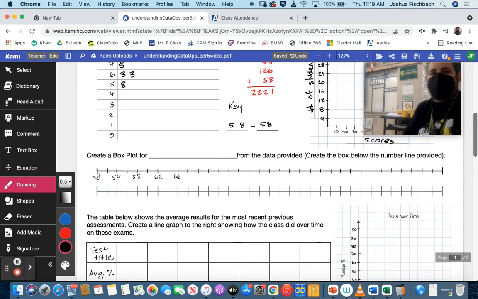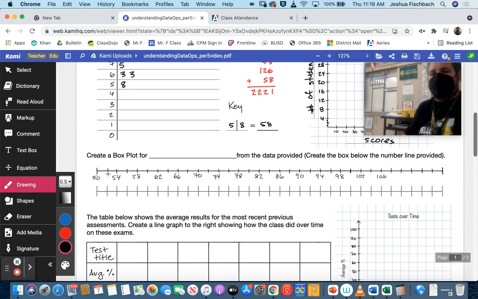Remember, when you're doing your number line, just make sure that the distance is always the same value. This distance is always 2. So I'm counting by 2s. That's my interval. So 62, 64, 66, 68, 70, 72, 74, 76, 78, 80, 82, 84, 86, 88, 90, 92, 94, 96, 98, 100, 102, 104, 106.